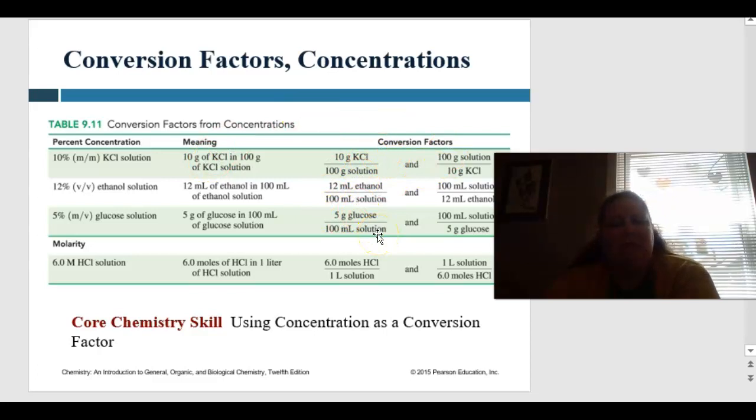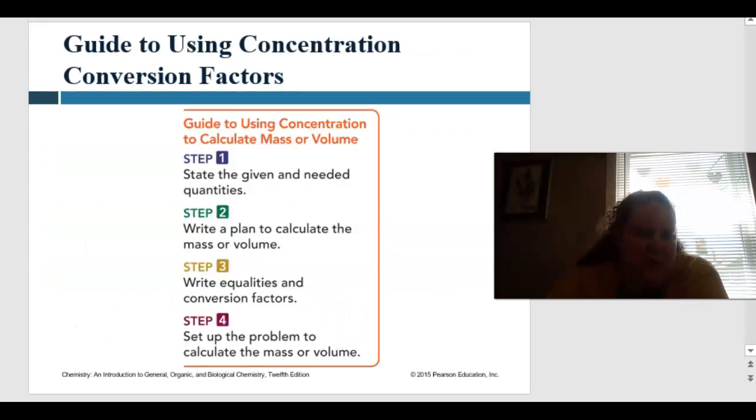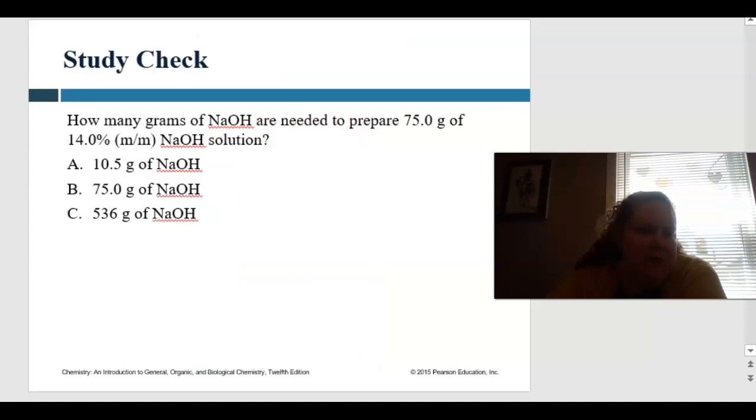So let's use these to use the concentration as a conversion factor. Our little table for doing this is: step 1, we're going to state the given and needed. Step 2, we're going to write the plan to calculate the mass or the volume. Step 3, we're going to write the equalities and conversion factors. Step 4, we're going to set up the problem to calculate the mass or volume. All right, so let's try this.